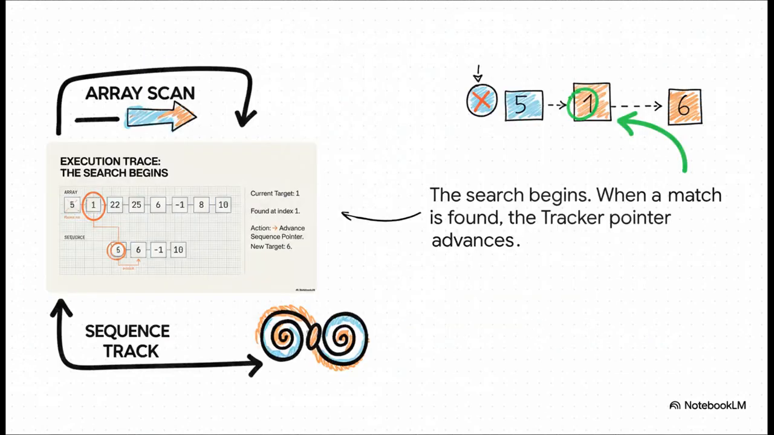All right, let's trace this thing out. Our tracker starts at the very beginning of our sequence, and it's looking for the number 1. The iterator starts scanning the big array. First it sees a 5. Nope, not a match. It moves on. Next it sees a 1. Ding, ding, ding, a match. The moment that happens, our tracker advances. It's now looking for its next target, the number 6.